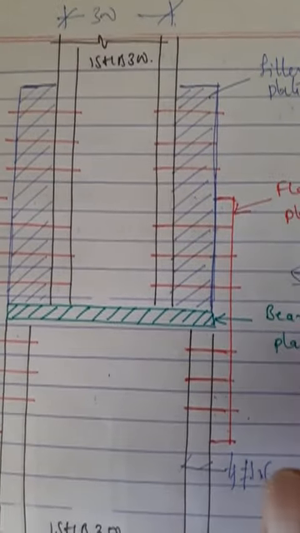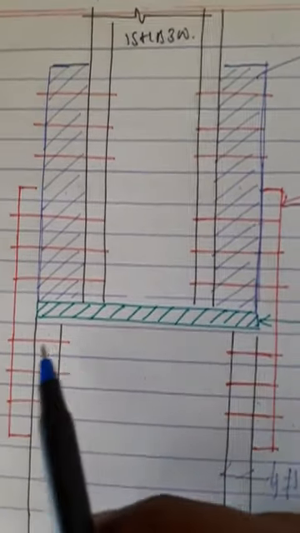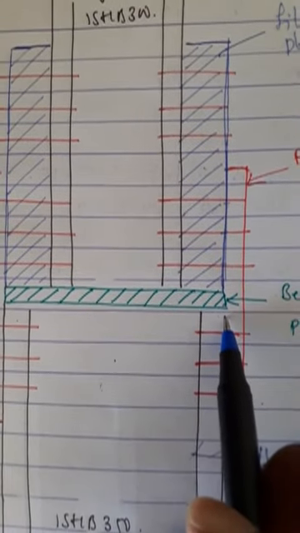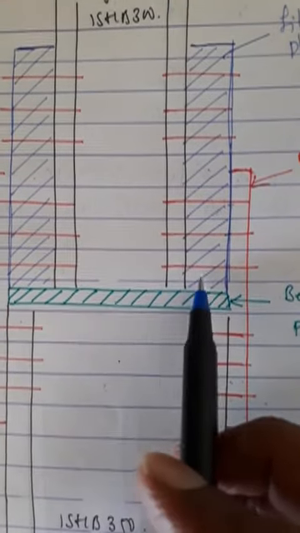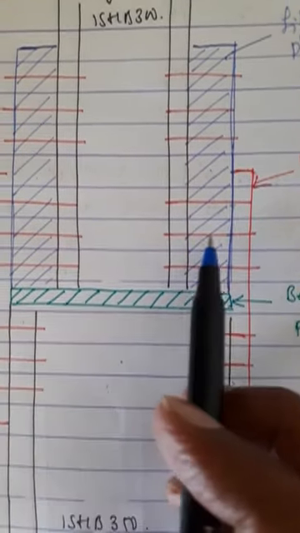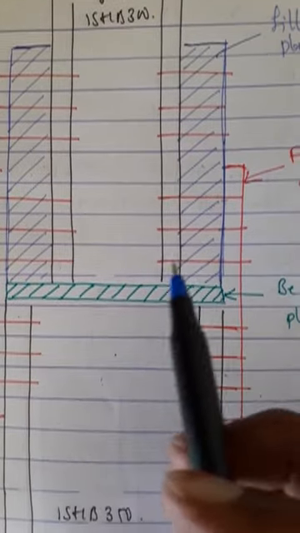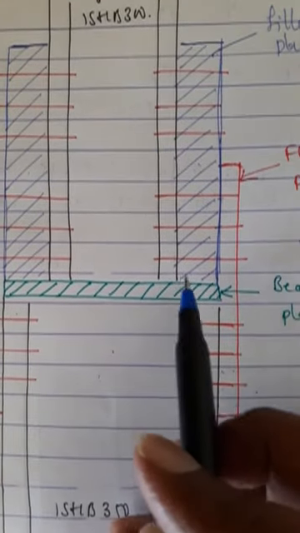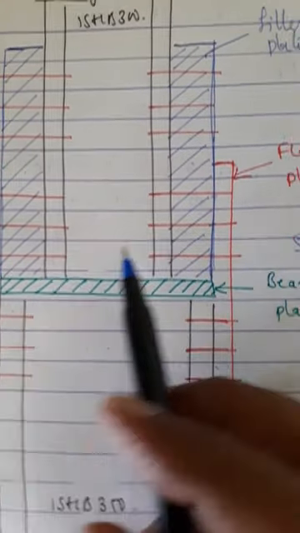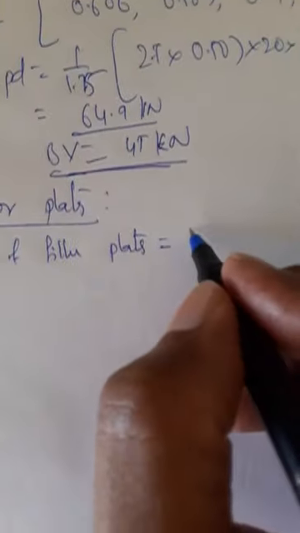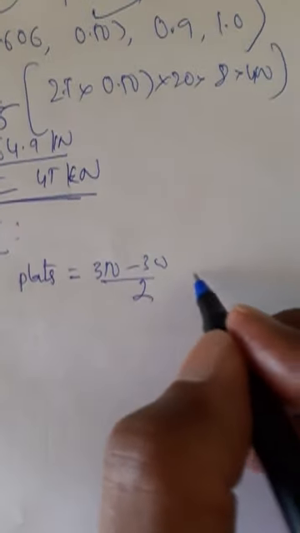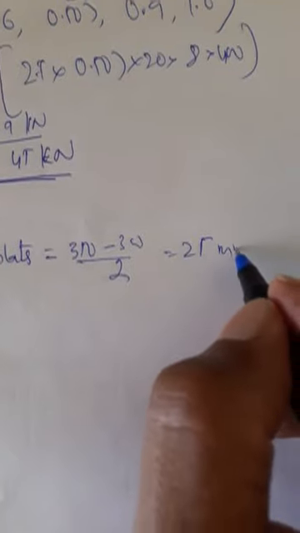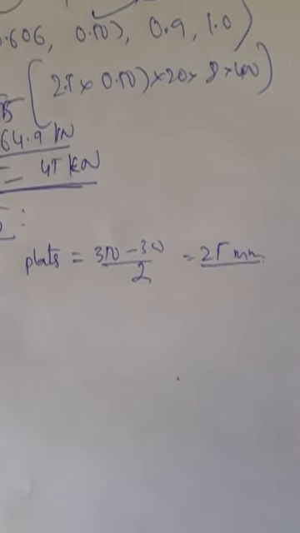Now next we will be finding out thickness of filler plate. From here to here 350, from here to here 300. So this hatched portion, blue hatch, these are filler plates, and thickness of this filler plate is given by 350 minus 300 divided by 2. So you have 25 mm thick filler plate on each side.